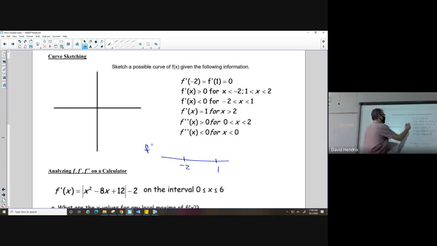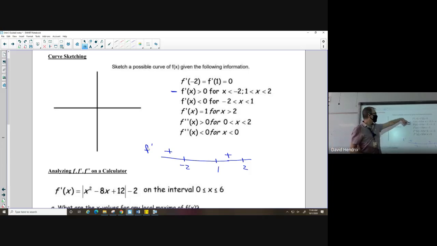This second statement here says f prime is greater than 0, or positive, for x less than -2. Okay, so we got that. So positive for x less than -2, and also from 1 to 2. I know it's positive, but it's only positive until we get to 2, so I'm just going to put 2 in there. Even though 2 is not a critical number, I am going to include it because it does say something else is going to happen.